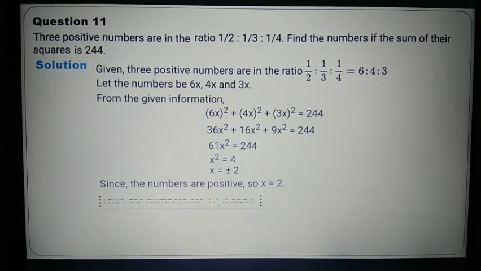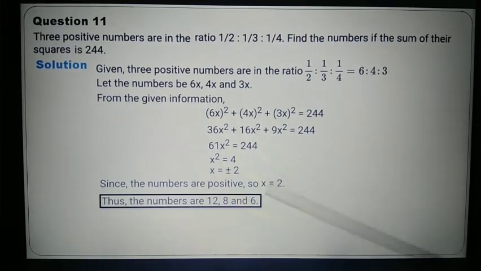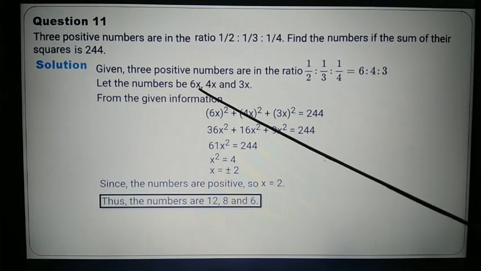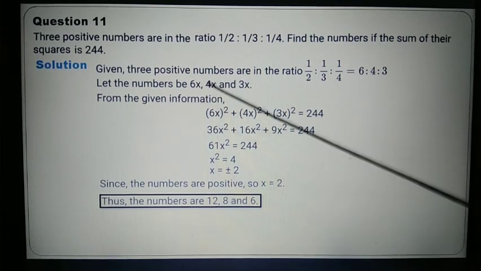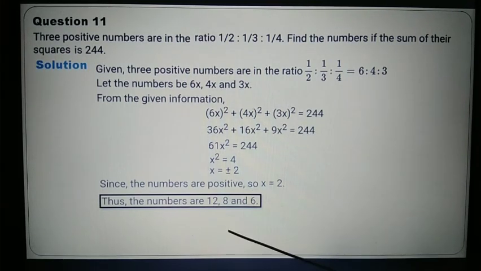Fine. Now obviously when x is 2, what are the numbers? It will be 6 into 2, which is 12, 4 into 2, which is 8, and 3 into 2, which is 6. So pause the video to note down.